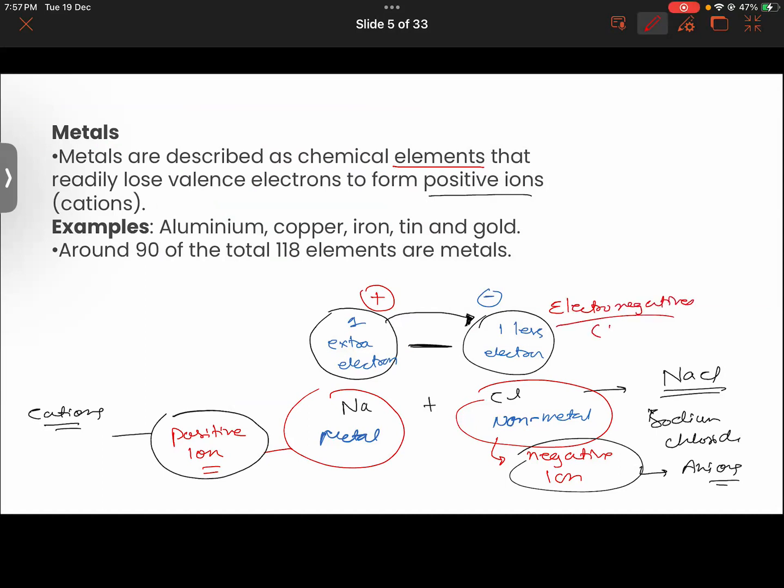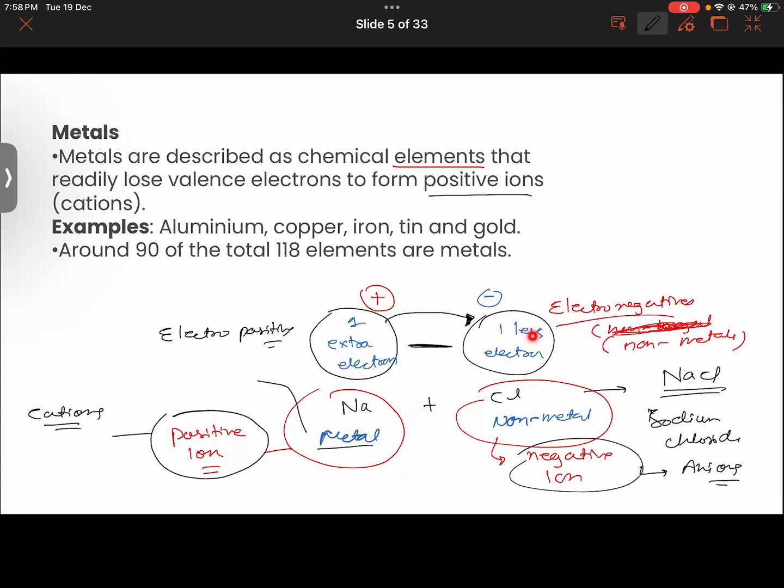Electronegatives होते हैं non-metals. Are you getting this thing or not? Yes, sir. Non-metals are electronegative, while what can we say about the metals? They are electropositive. Okay, so the difference should be clear. What do we mean when we say electropositive? It means that it will lose electrons. Electronegative means it will be gaining electrons. Right now.